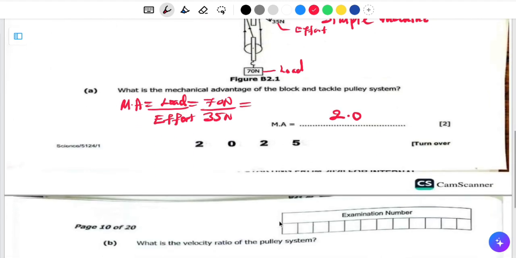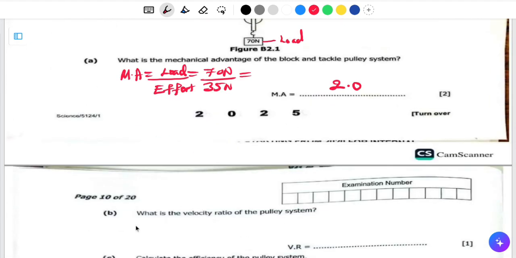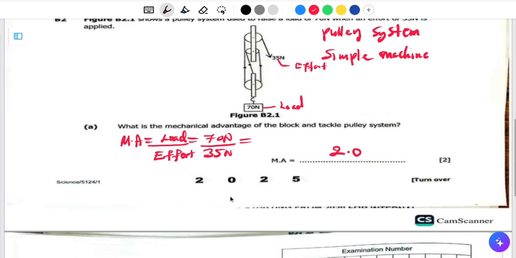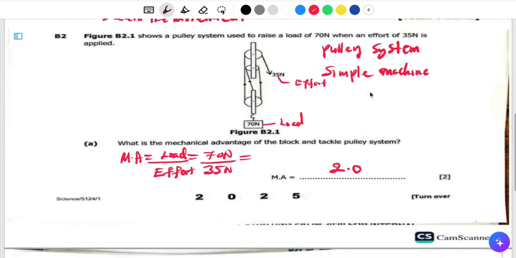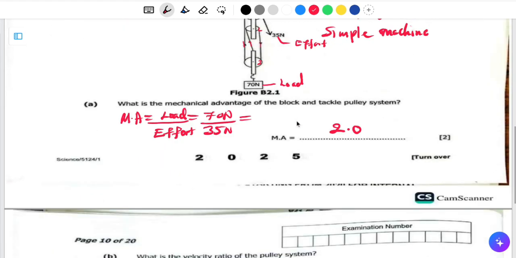Then the second one, which is question B, is asking us the velocity ratio of the pulley system. When it comes to the velocity ratio, what you should do is count the number of wheels. So how many wheels do we have? We have the first one, the second one, and the third one. Or if you don't want to count the wheels, you can also count the number of loops at this point here. We have 1, 2, 3.